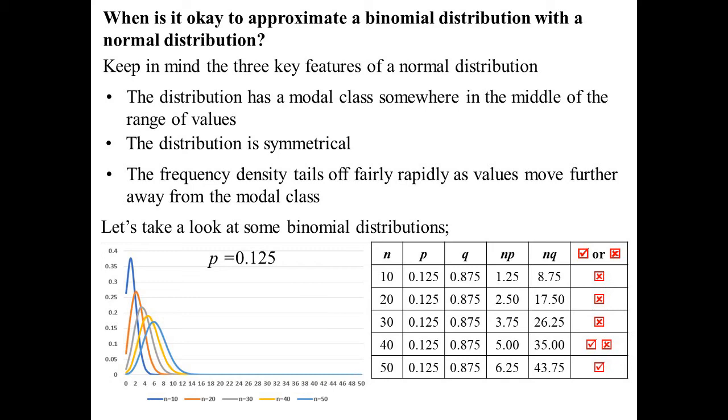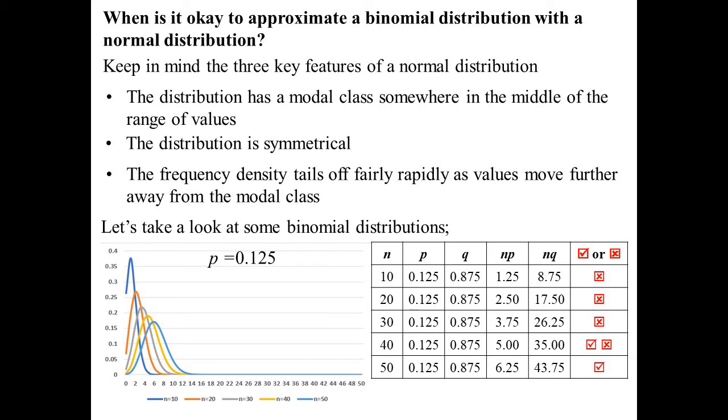The orange one there is when n equals 20. Still no good. The grey one, n equals 30. Nope, still doesn't tail off on the left. No good. The yellow one, when n equals 40. Well, I've put both a tick and a cross on that one because it's starting to tail off, but hasn't really done it yet.